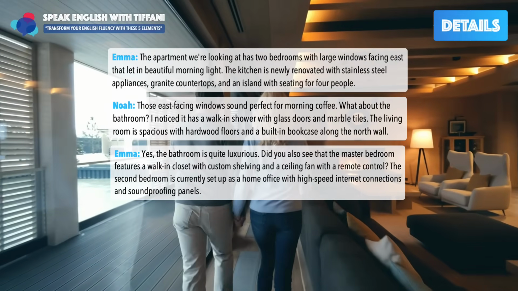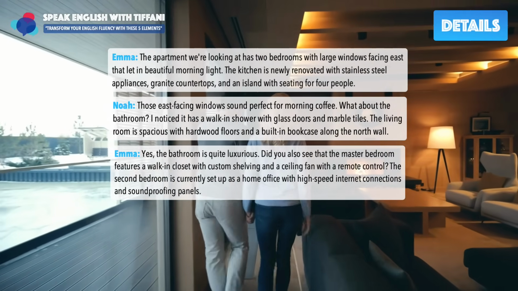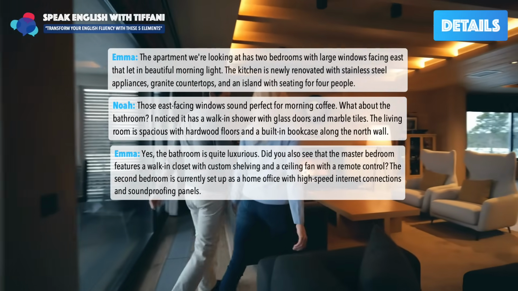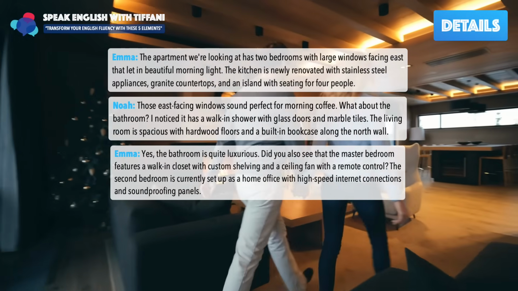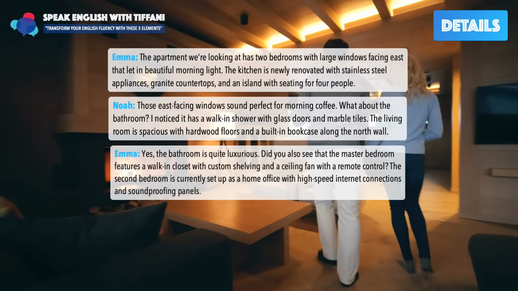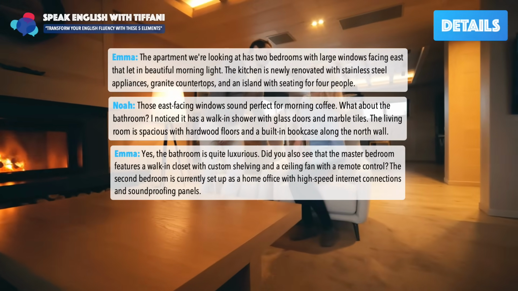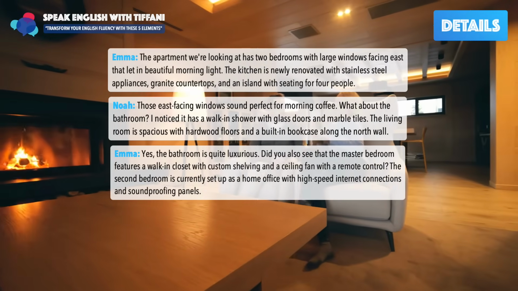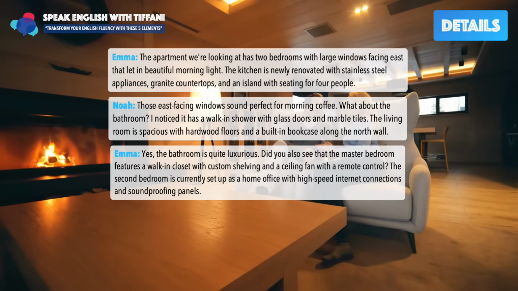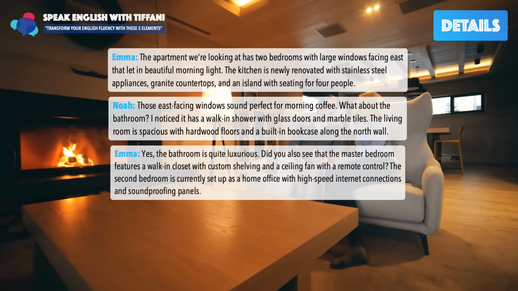Emma says, yes, the bathroom is quite luxurious. Did you also see the master bedroom? Features a walk-in closet with custom shelving and a ceiling fan with a remote control. The second bathroom is currently set up as a home office with high-speed internet connections and soundproofing panels.